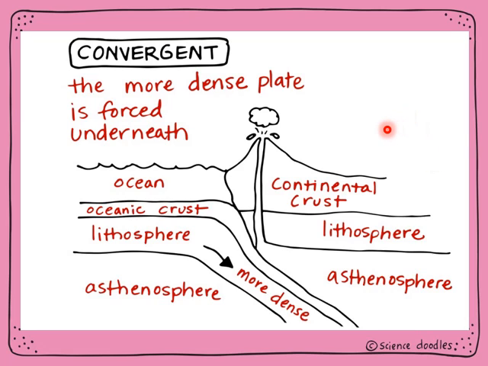And this is an example of convergent. Convergent can have a couple of different things happen. So the more dense plate is forced underneath. We have ocean here, oceanic crust, and the lithosphere and asthenosphere that goes with it. Ocean crust, remember, is more dense, so it's going to sink down below. And the continental crust is going to win because it is less dense, so it will float on top. When this happens, this is where we tend to have a lot of volcanoes, because as this dips down, this crust here starts melting, and then it starts flowing up into the volcanoes that tend to be at these boundaries.